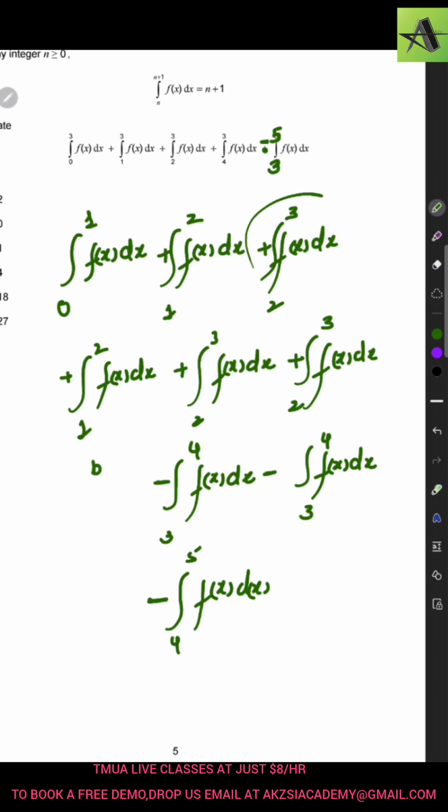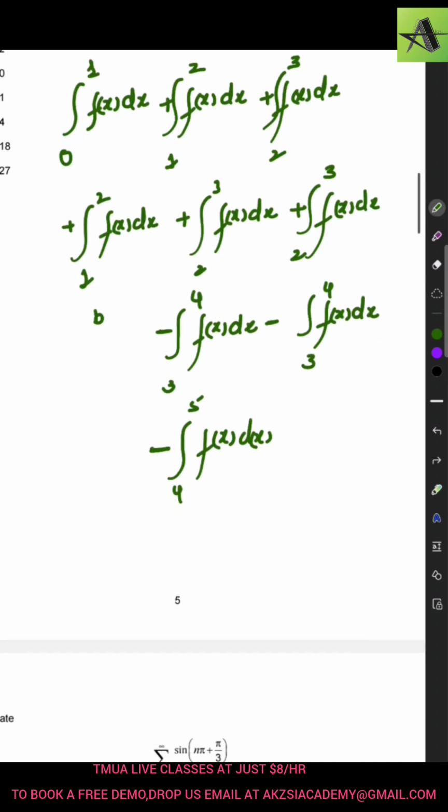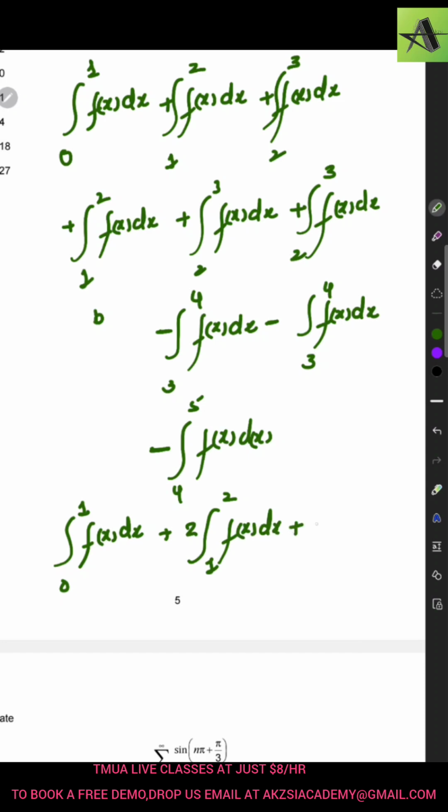So this one will also become 2 times. Then this is actually 3 times. 2 to 3, you'll be able to see it 3 times. So let me just simplify it. From 0 to 1, it's just 1 time. So integral f(x) dx 0 to 1 plus from 1 to 2, it's 2 times. So plus 2 times integral 1 to 2 f(x) dx. 2 to 3 is 3 times. So 3 times integral 2 to 3 f(x) dx. Then 3 to 4 is 2 times. So minus 2 times integral 3 to 4 f(x) dx and minus integral 4 to 5 f(x) dx.